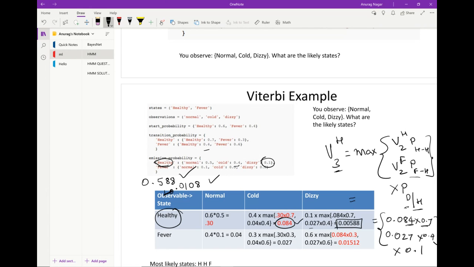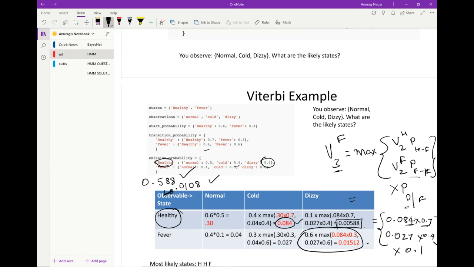Similarly, you can compute V3 fever. The only thing you have to do is take the probability of healthy to fever and fever to fever, take this term, and then multiply by the probability of dizzy given fever. So if you do the math, at the last end, this is one, this is the other. So this is the answer for the last time step.